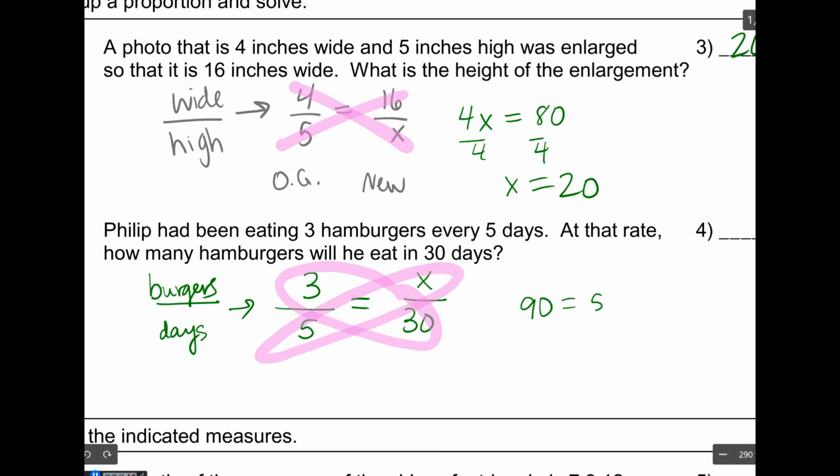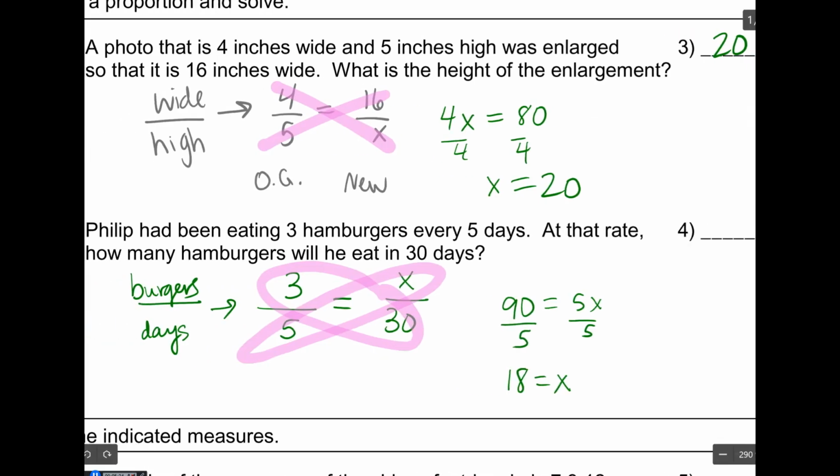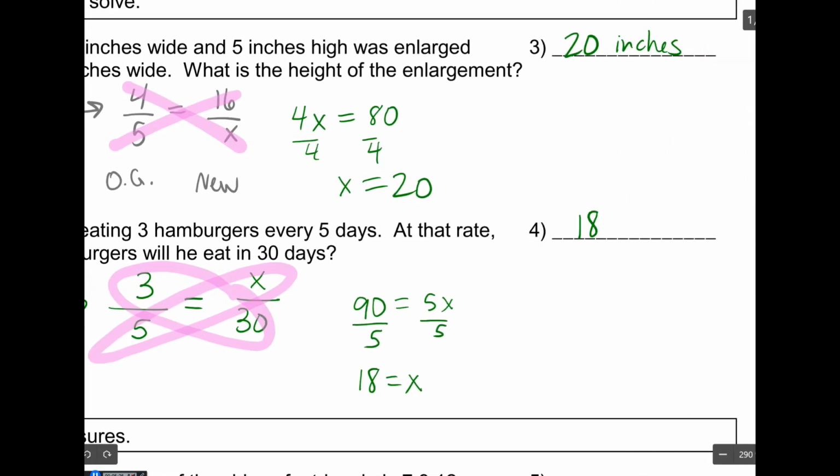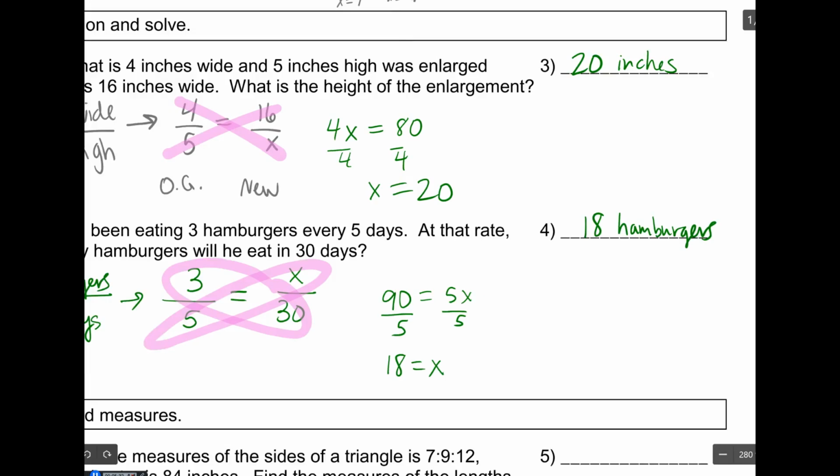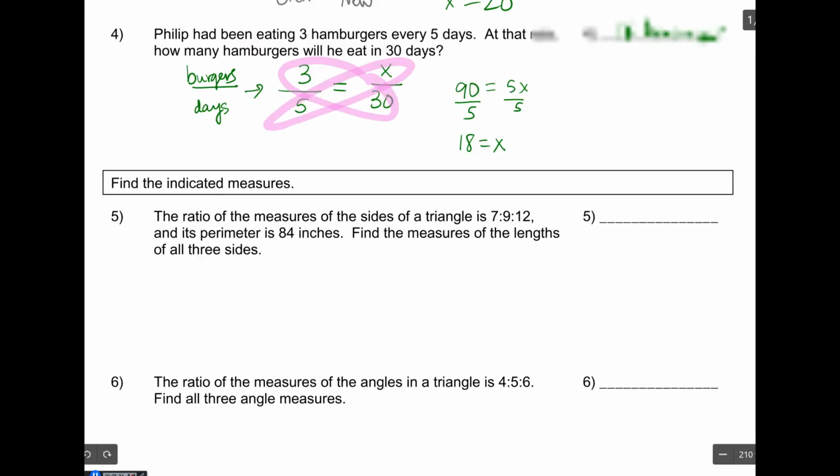90 equals 5x, divided by 5. 18 equals x. Every month he has 18 hamburgers. This man's gonna have a heart attack. Alright, so notice I said 18, but it's asking for how many hamburgers. Oh, so it's 18 hamburgers. Why hamburgers? Show some cheeseburgers up in there. Hamburger. Alright.